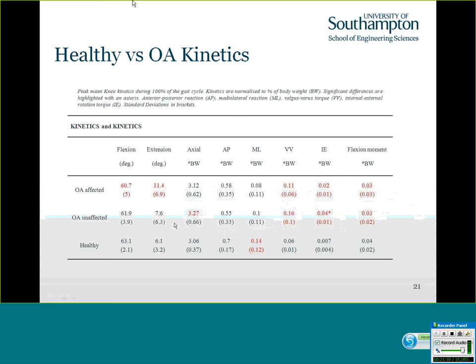However, you can see with these bracket lines the standard deviation, and it's certainly of note that the standard deviations for the osteoarthritic group were very high, much higher than that of the healthy group. And that's mainly due to the variation in the gait pattern that you see in osteoarthritic patients. And it certainly makes things statistically harder to find significant results, and actually none of the results are significantly different. However, you do see a general trend in increased moments in VV and IE and decreased flexion moment.